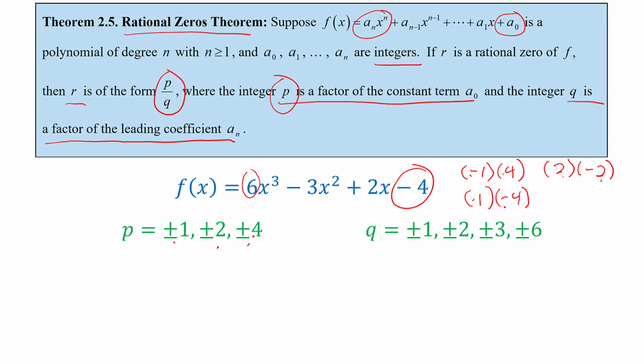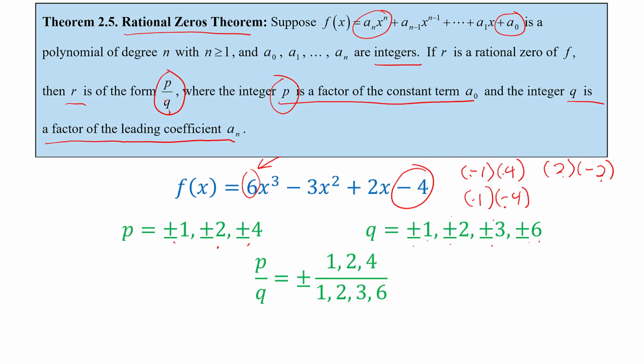What about q? Well, 6 is the leading coefficient here. What numbers would I multiply together to get 6? I could take 1 times 6, negative 1 times negative 6, 2 times 3, or negative 2 times negative 3 to give me 6. So those are all the values for q. Now we want to figure out what would p over q be here.